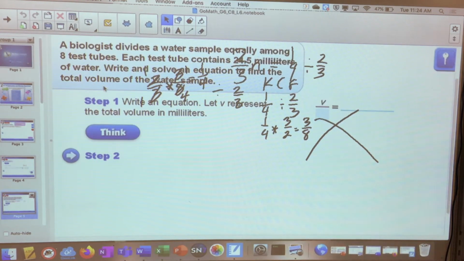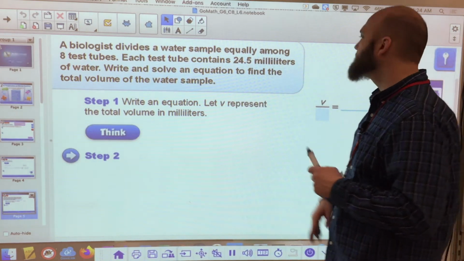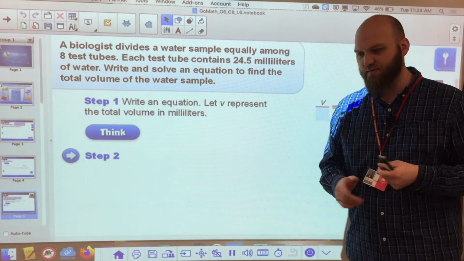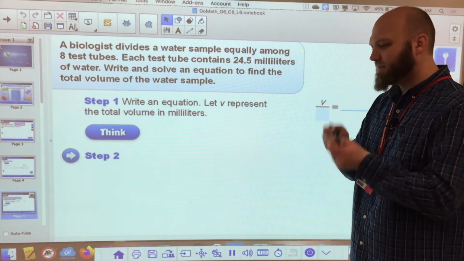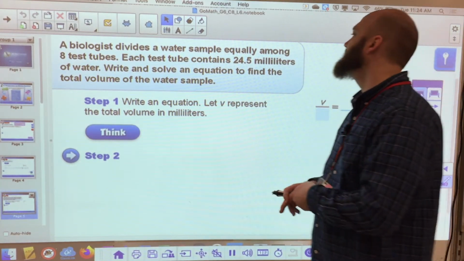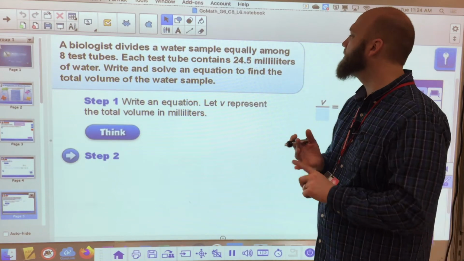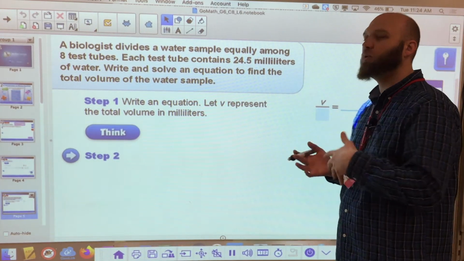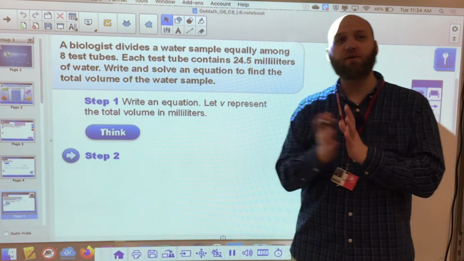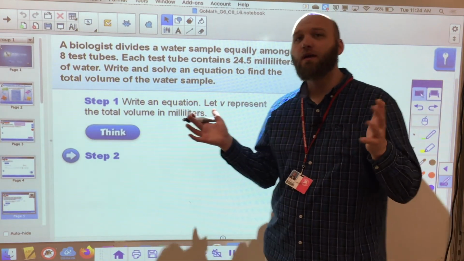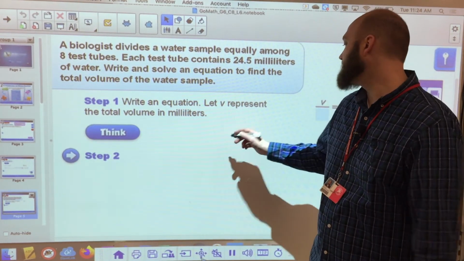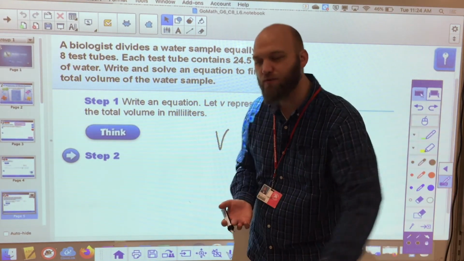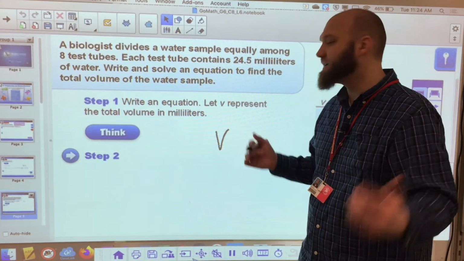A biologist divides a water sample equally among 8 test tubes. So I know whatever I have, I'm going to divide it by 8. Each test tube contains 24.5 milliliters of water. Write and solve an equation to find the total volume of the water sample. So I start with how much is my total water sample? And I don't know that. So I have a number, let's call it V. That's going to be the variable that I use for volume, because I don't know what it is.